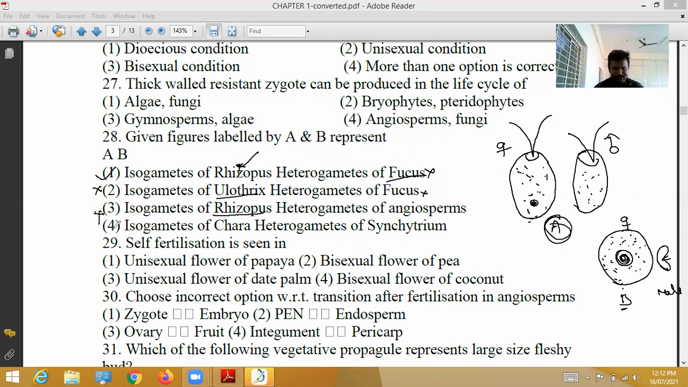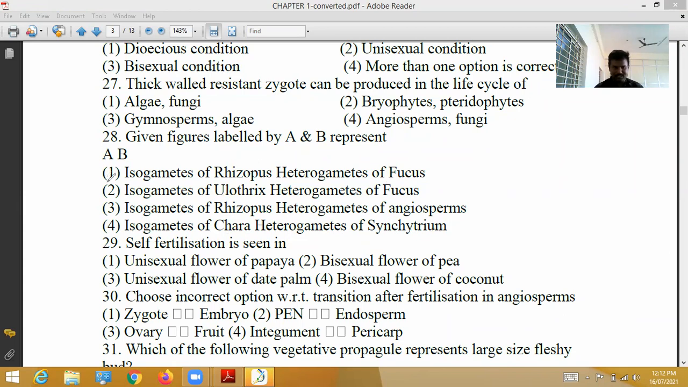Come to the fourth option. Isogametes of Chara, heterogametes of Syncytium. It is not at all related to this option. Here 4 options are given. In these 4 options, the first option is correct: heterogametes of Fucus. Yes, option 1 is correct. Sorry, the remaining second, third, fourth options are wrong.